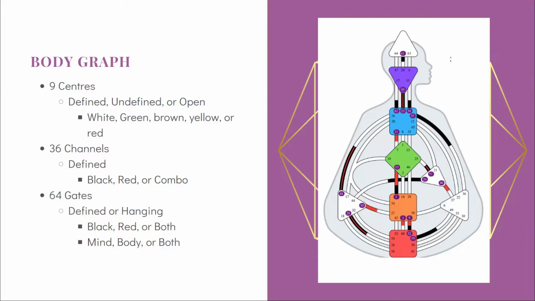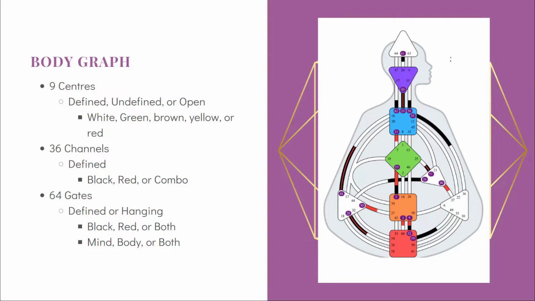There are 36 channels. Those are the lines that are running between the centers that have a number on each end. Those can be black or they can be red or they can be a combination of. The numbers that you see are the 64 gates of the human design chart. If a gate is colored in, you'll see it in black, red, or black and red. And this means that that gate is defined.